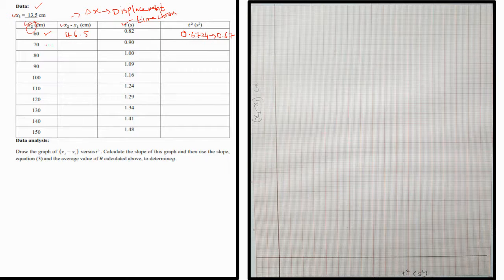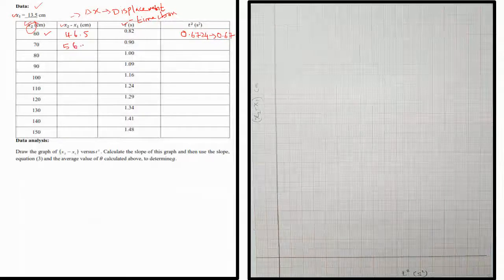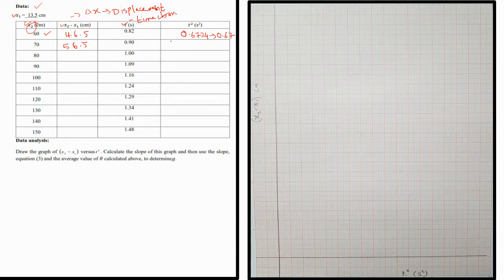Likewise, let's come to 70. 70 minus 13.5. That means 70 is my x2, 13.5 is my x1. If you subtract, what will you get? 56.5. Am I right? Guys, if you square this 0.91, you will get 0.81. Am I right? Yes. 81 is already two digits, so I can just write it as it is.